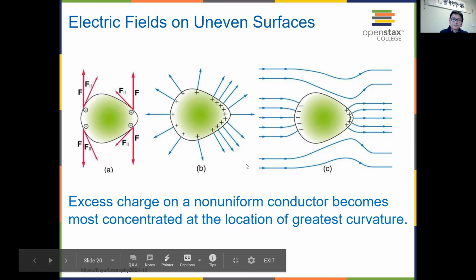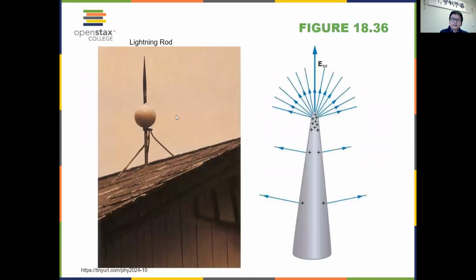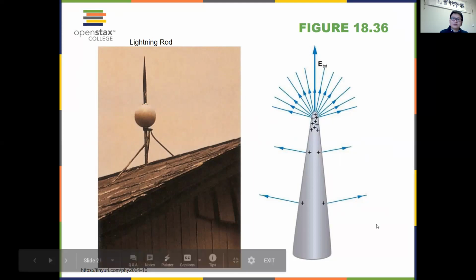And the application of that is a lightning rod. For high-rise buildings, you usually see a lightning rod that has a sharp tip. So charge will accumulate at the top over here, and lightning will go through there, and this rod will be grounded. So this charge will be distributed to the ground in that sense.